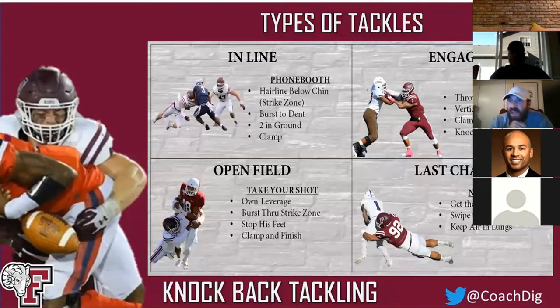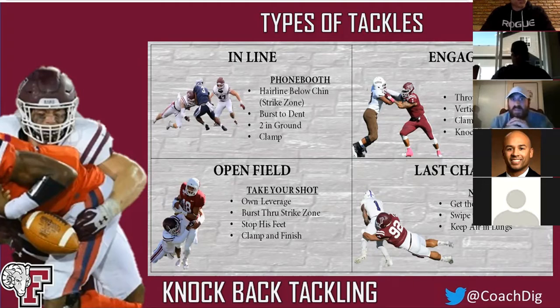When we talk about that, we talk about putting our player in a phone booth. The funny part is that most of these kids don't even know what a phone booth is, so we have to explain what we're looking for. We make sure we're keeping the ball in line, keeping it inside of a box, and looking to make full contact and drive through the ball carrier. We want hairline below chin through the strike zone. I'm going to explain this when we talk about burst to dent, 2 feet in the ground, which I'll talk about in a second, and clamp. When we're talking about the ideal situation, we want that to happen.